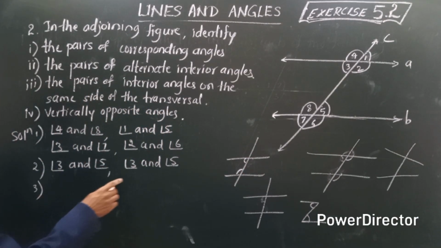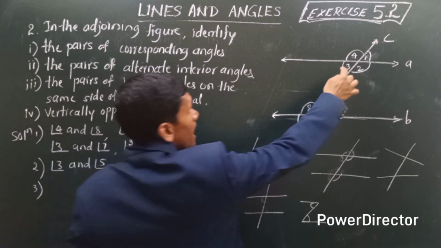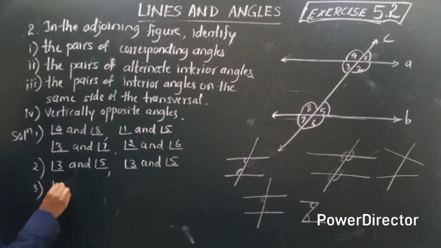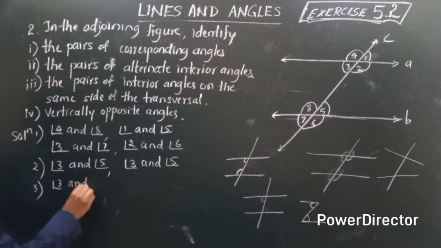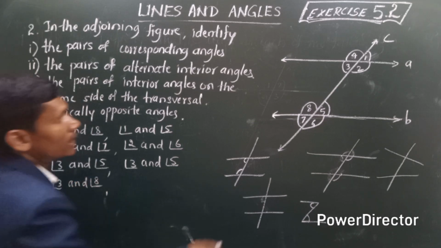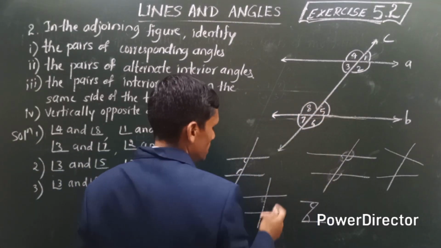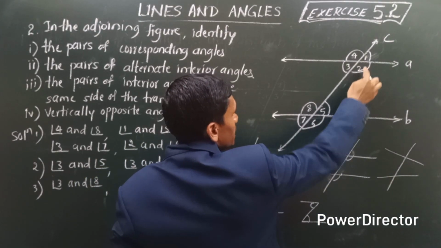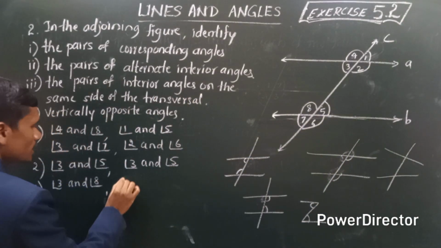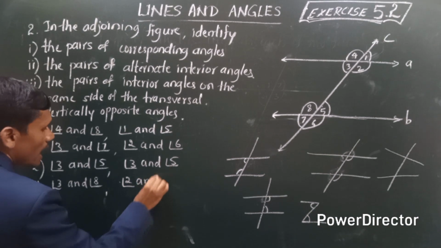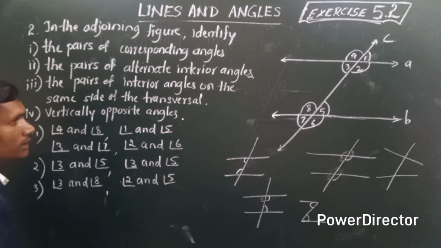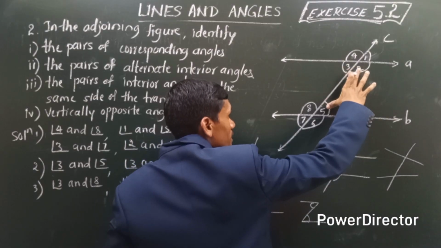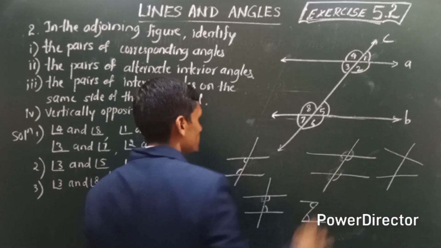So what we can see here, if you consider like this, angle 3 and angle 8 become one pair. Angle 3 and angle 8, this is one pair. And if you take the next pair, here one, here one, in that position, angle 2 and angle 5. Angle 2 and angle 5 are interior angles on the same side of the transversal. These are to the right, these are to the left, right?